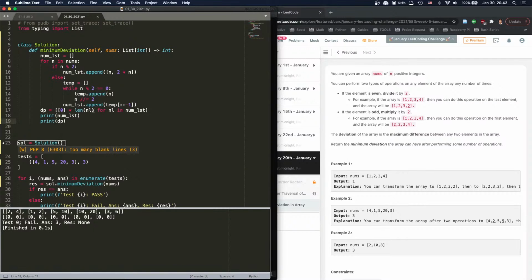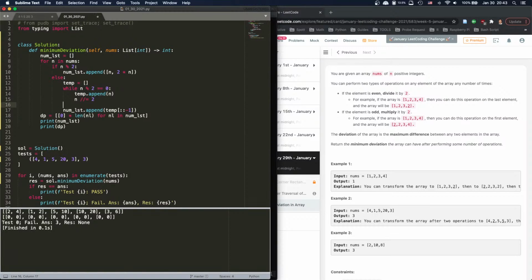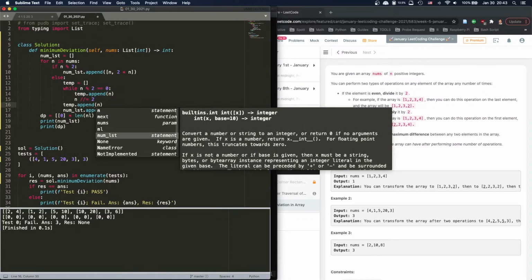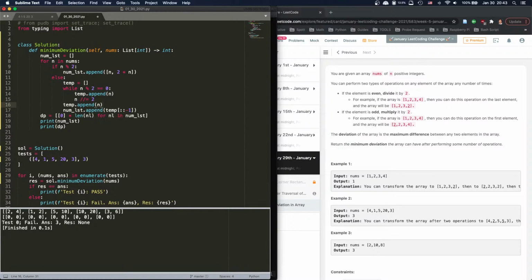Oh, that's not right. Right, it's not right. So then it's 1. We need to append the 1 as well. So we need to append, and when it's an odd number as well. I kept saying even number.